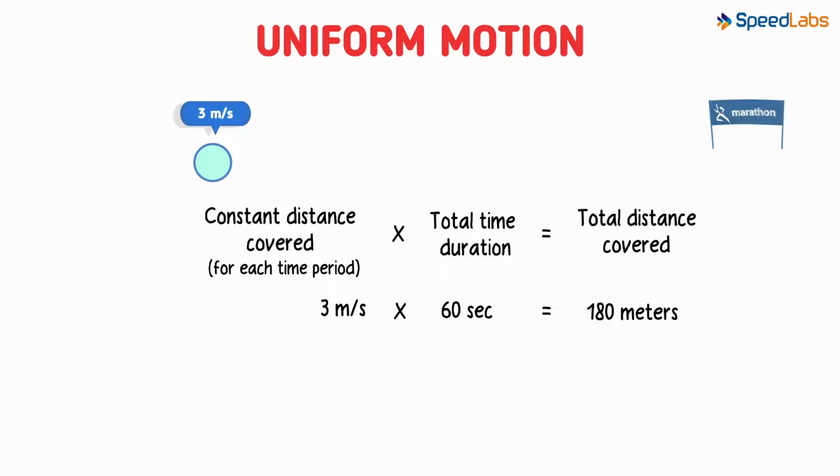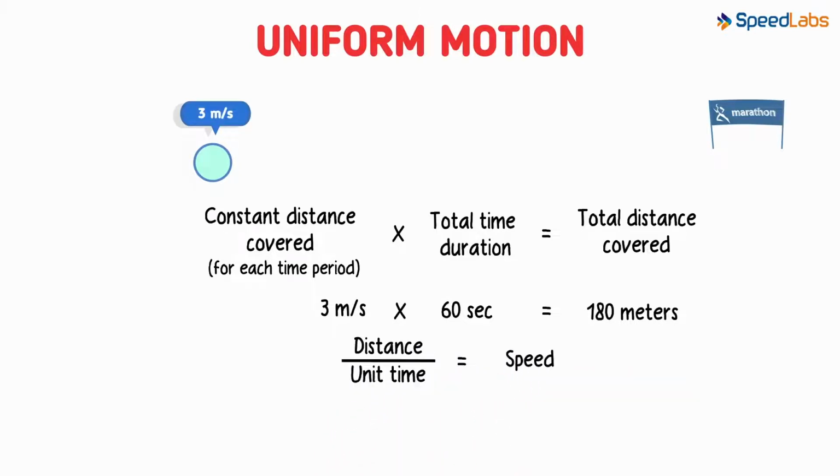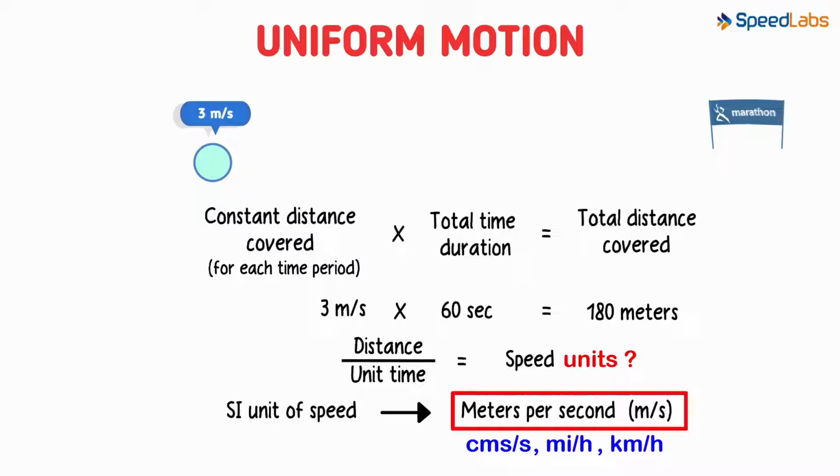Uniform motion. Distance traveled by an object in unit time is called speed. It's distance per unit time. So what will be the units? Can you guess? The SI unit of speed is meters per second. Quite often you will also see speed denoted in centimeters per second, miles per hour, or kilometers per hour, but the standard unit remains meters per second.